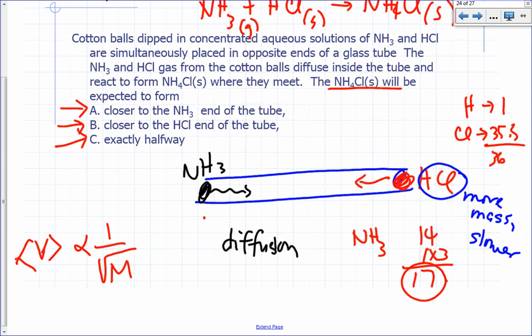They're going to meet somewhere over here, closer to the HCl. The ammonia molecules will be able to travel farther because they'll be faster compared to the HCl molecule. So it's going to be closer to the HCl end of the tube.